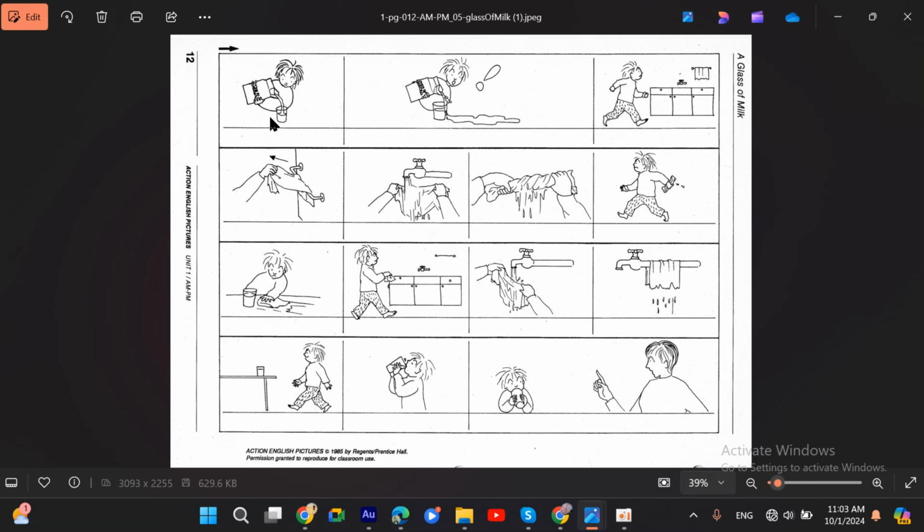Alright, او بچه میخواه شیر بخوره. So he wants to eat, literally means he wants to eat milk. او بچه میخواه شیر بخوره.